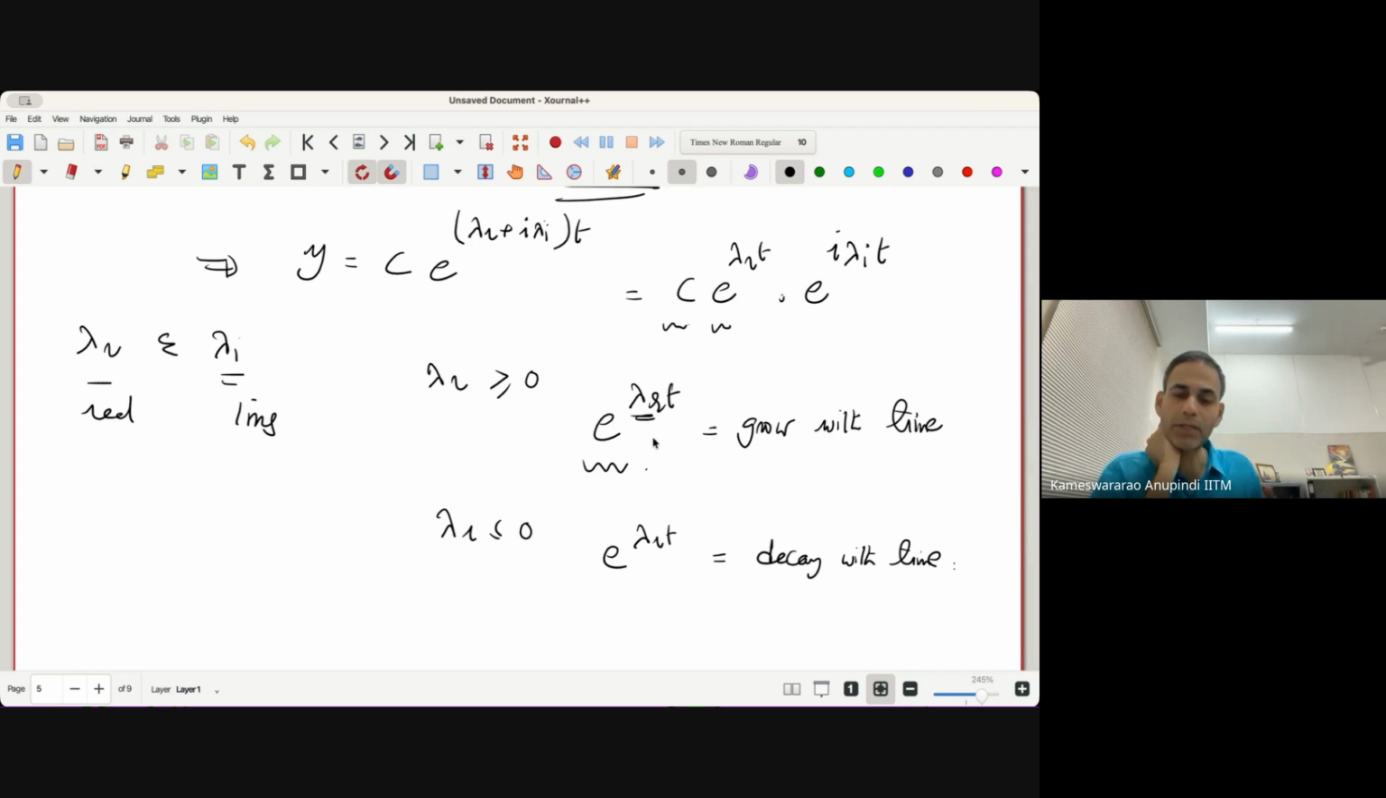But then we will not have any ordinary differential equations where things grow exponentially with time, right? Because if things grow exponentially with time, what will be the final solution? It will basically be infinite. No physical process has a solution that grows infinitely with time. As a result, we will not be interested in positive values of lambda r. This case is ruled out. We are only interested in cases where lambda r is less than or equal to 0, where things decay with time.